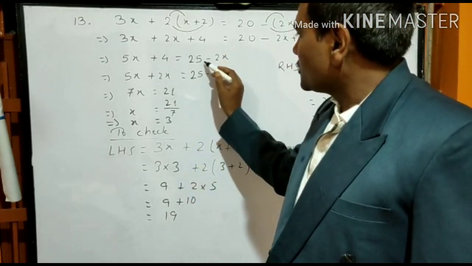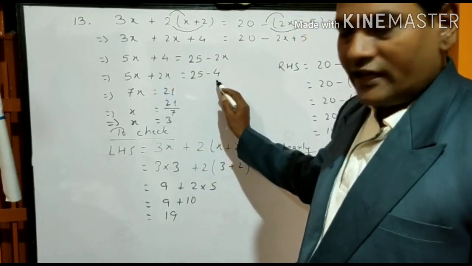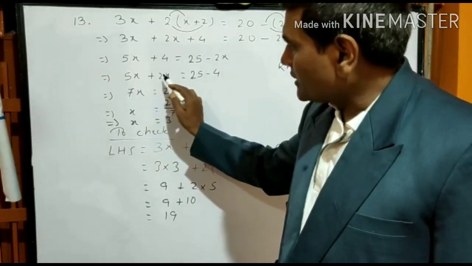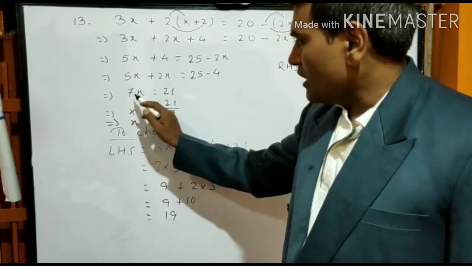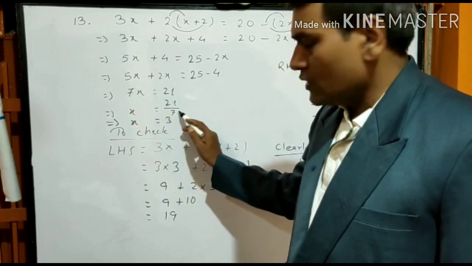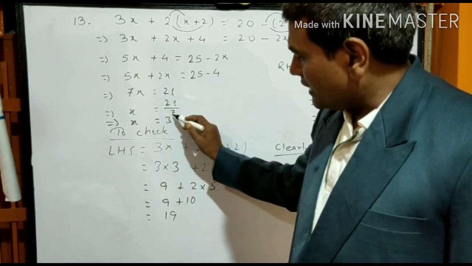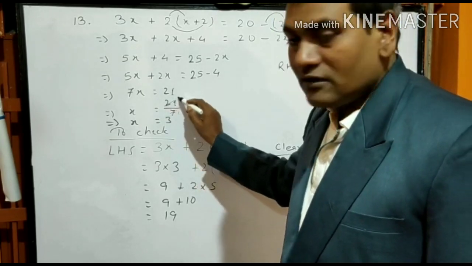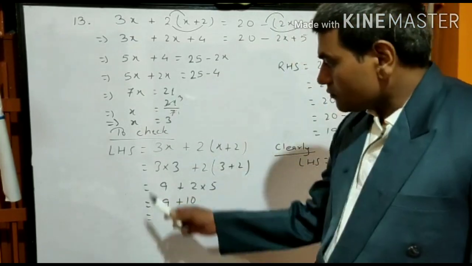Now minus 2x is taken to the left side and plus 4 is taken to the right side. 5x plus 2x is 7x. 25 minus 4 is 21. 7 is a multiplier, so here it will divide. 21 and 7. 7 1 ja, 7 3 ja. x equal 3. Let's check it.